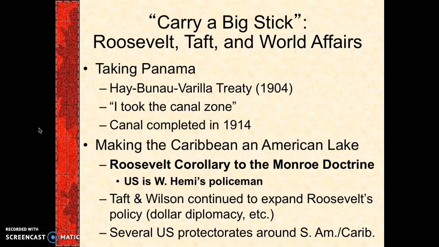And by the end of the Progressive Era, there are several U.S. protectorates in and around South America and the Caribbean. Cuba's going to be one, Panama's going to be one, there's 4 or 5 that your chapter talks about.